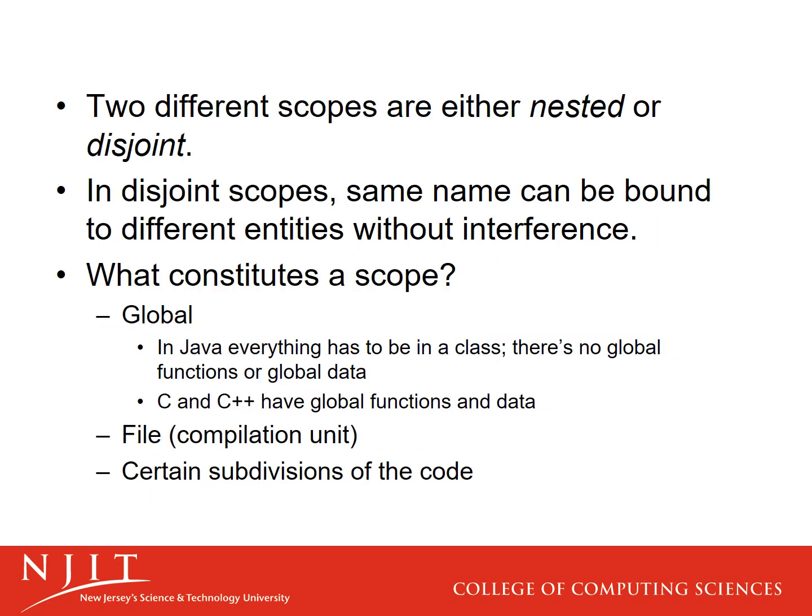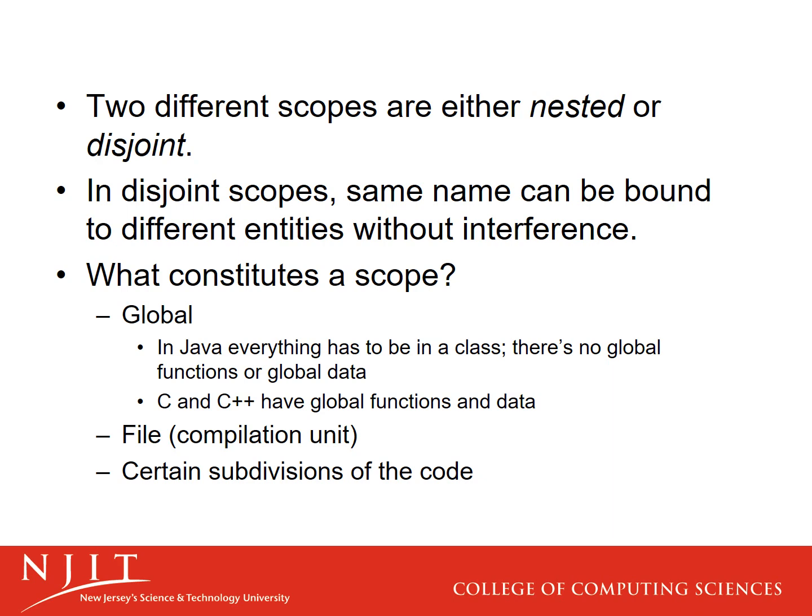And scopes are either nested or disjoint. That is to say, one scope is either completely separate from another, or one scope is completely enclosed one inside of the other.